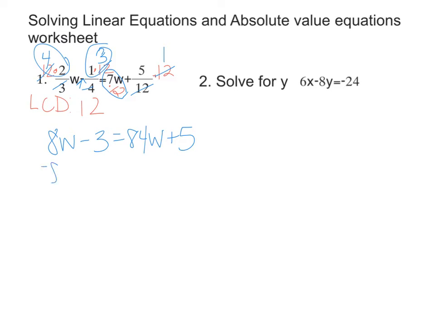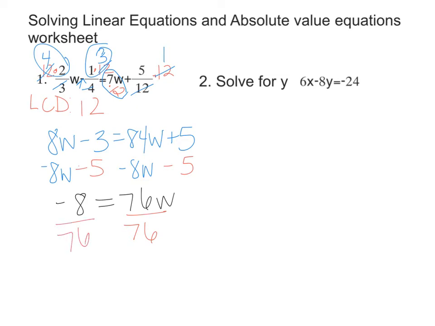So I'm going to subtract my 8W, and then I'm going to subtract my 5 over here. So I get -8 equals 76W. Divide both sides by 76, and then I can reduce this by 4. -8 divided by 4 is -2, and 76 divided by 4 is 19, so W is equal to -2/19.